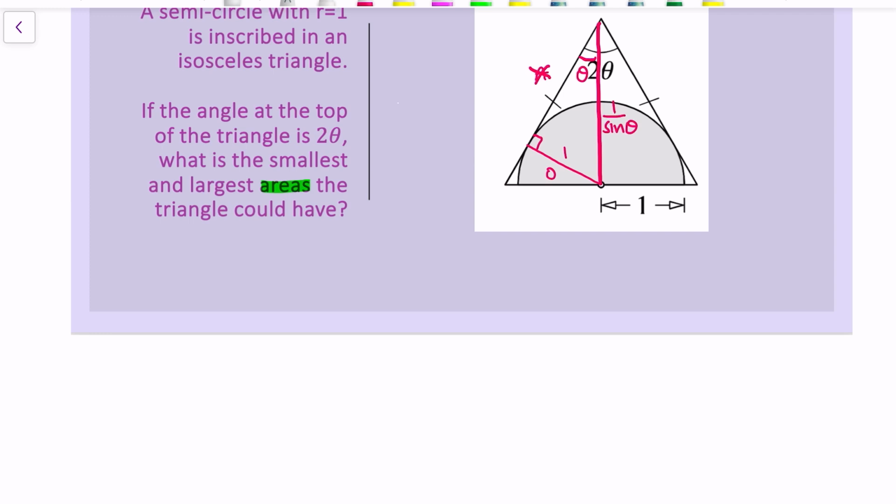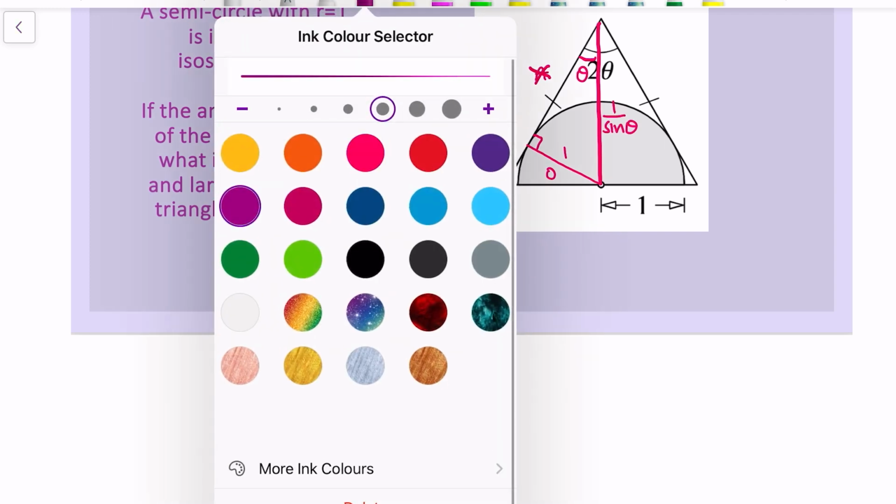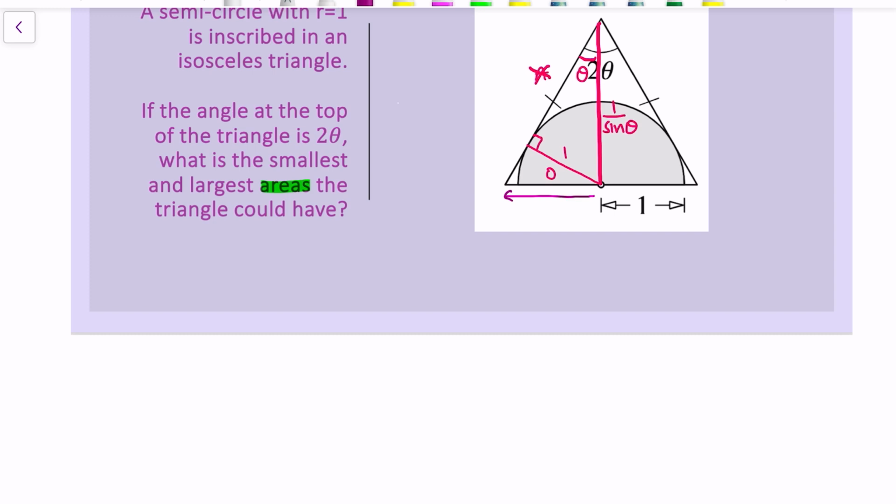We also need the base of the triangle. The base of the triangle is 2 times 1 over cosine of theta. So how do we get that? What you need to realize is that we're now heading over to this side, and we have another right angled triangle. The top angle is theta. The adjacent side of that is now 1 over sine of theta. This is now the adjacent side, and this is the opposite side.